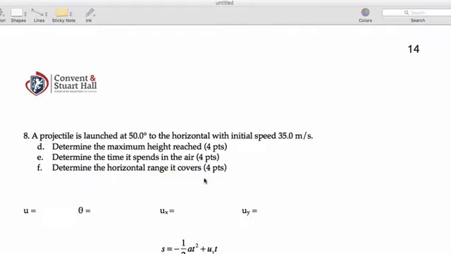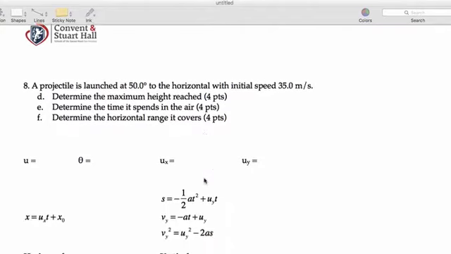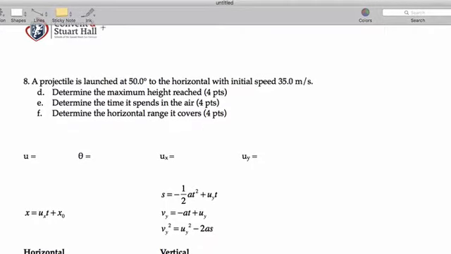All right, question 8 has some similarities with question number 7, but it also has some differences, and we need to be careful. So let's just line up and write down the information that we have. We're launching at a speed of 35.0 meters per second, and we're doing this at an angle of 50 degrees. Now here's what's happening in this problem.